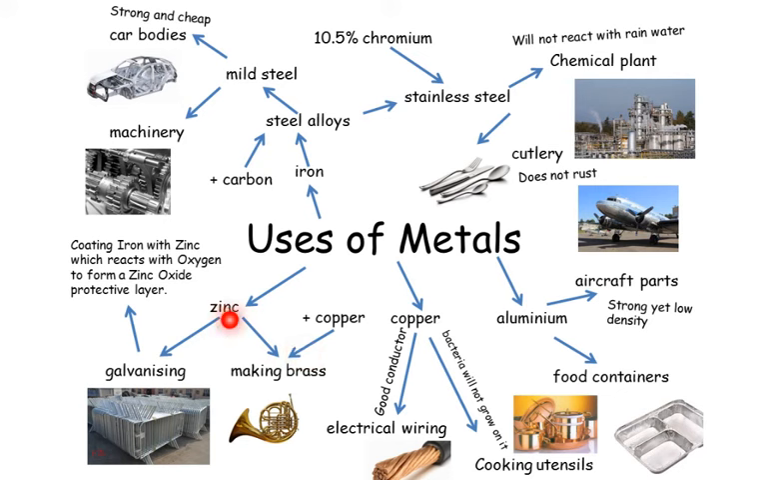And finally, zinc is used in the process called galvanizing. And galvanizing is when you coat iron with zinc, which reacts with oxygen to form a protective zinc oxide layer and protects the iron underneath.